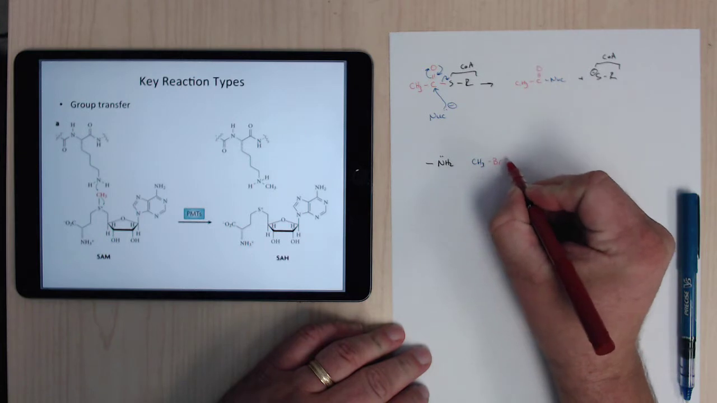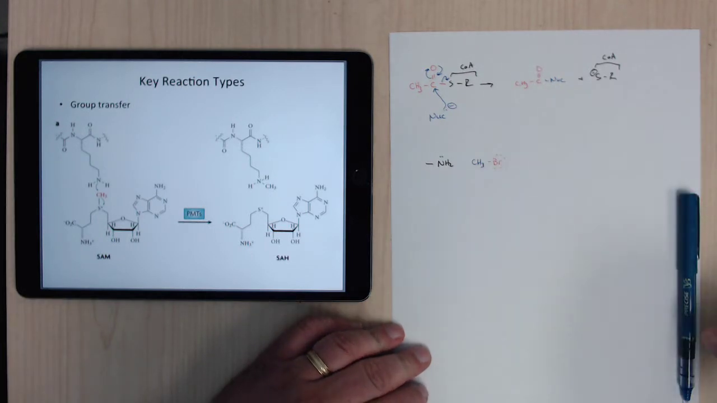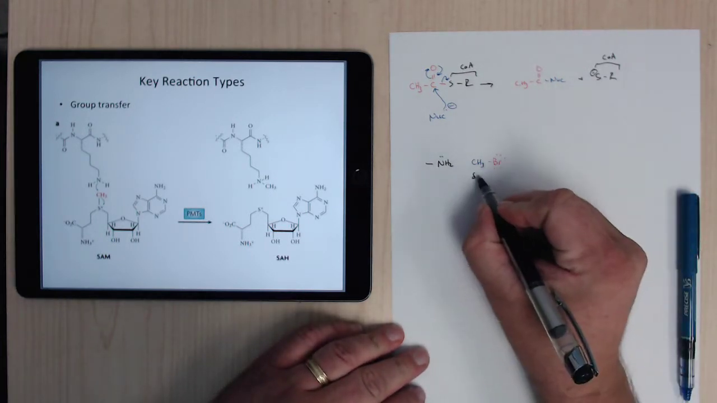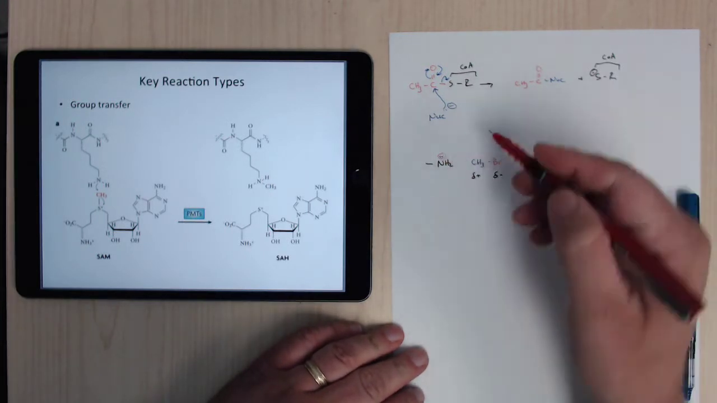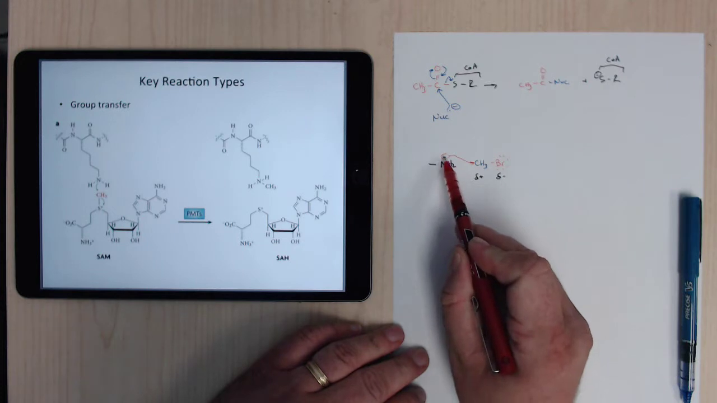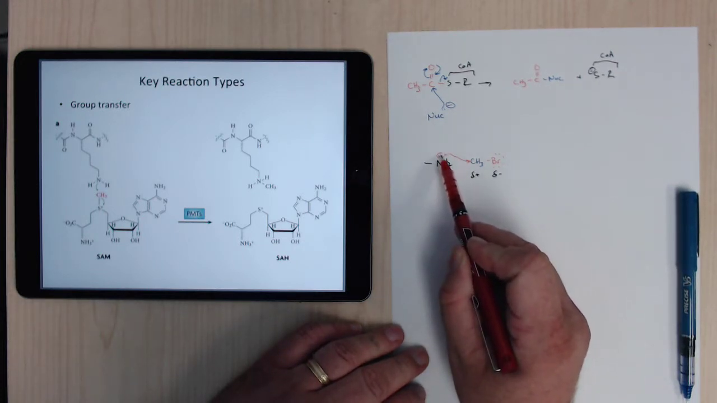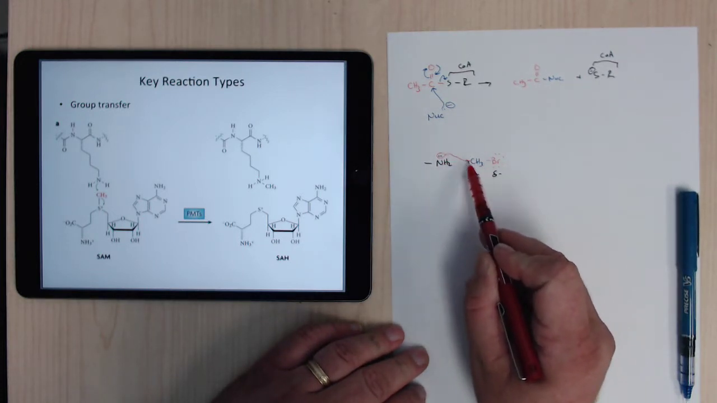CH3Br. So for an SN2 attack, right? This is partial positive, partial negative. It's just wanting to make a bond there, right? The negative character of this lone pair is getting attracted to the partial positive character here.